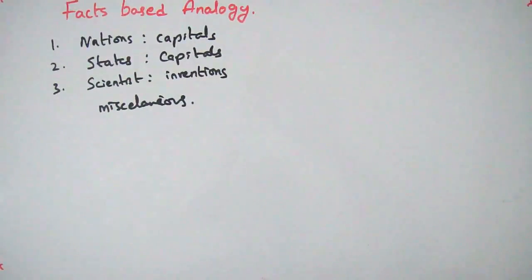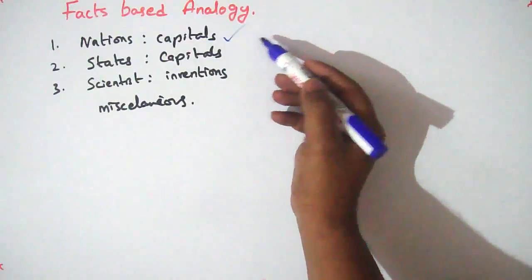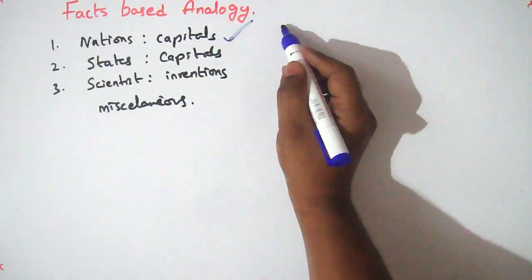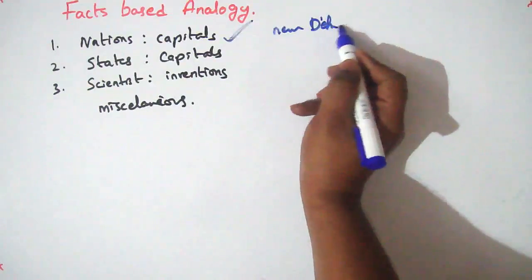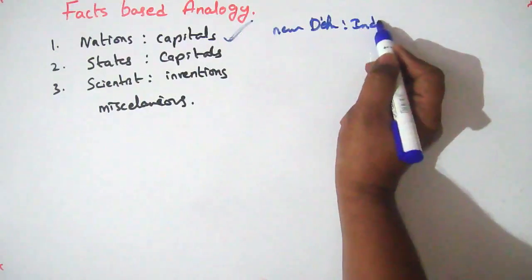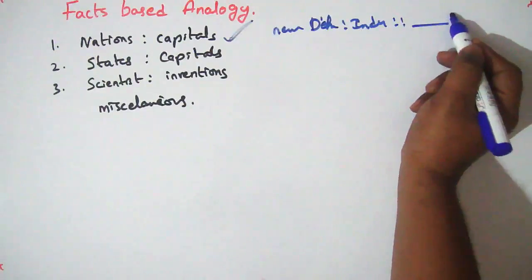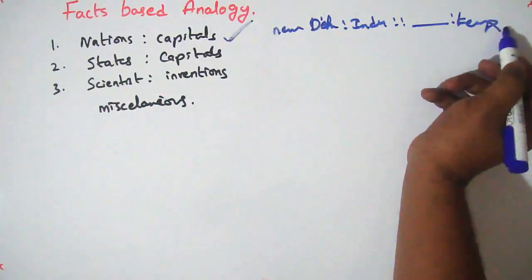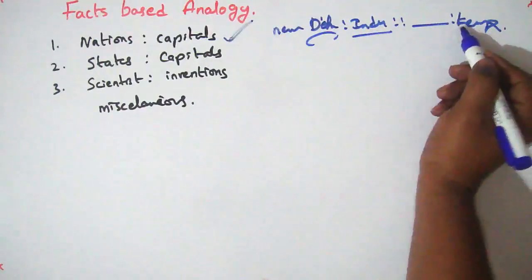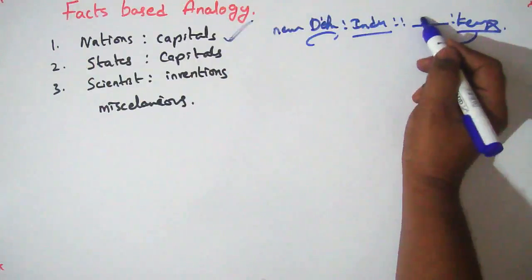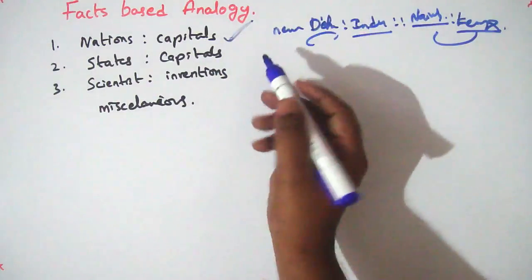Fact based analogy. In fact based analogy, you may get nations and their capitals. For example, you may get New Delhi is to India, then dash is to Kenya. The capital of India is New Delhi. The same way, the capital of Kenya is Nairobi, friends. Nairobi. Something like that you will get, friends.